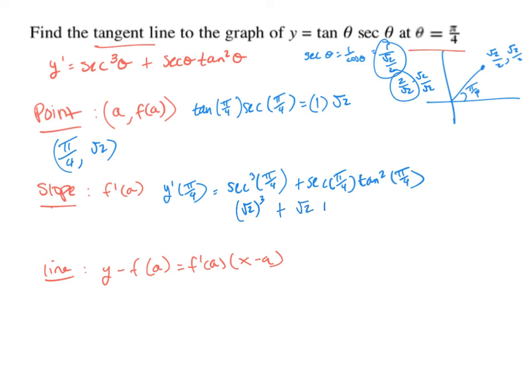And we're squaring 1. All right, so root 2 cubed is root 8, which for me is the easiest way to think about that, which would reduce to 2 root 2. 2 root 2 plus root 2, so we get 3 root 2 for our slope. So y minus root 2 equals 3 root 2 times x minus pi over 4. And you are done there.